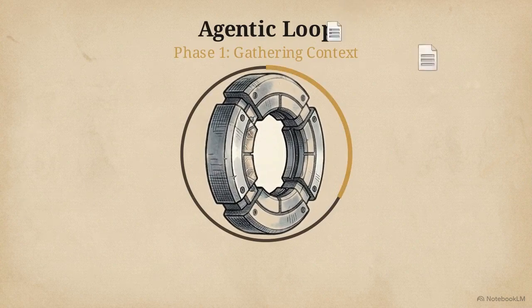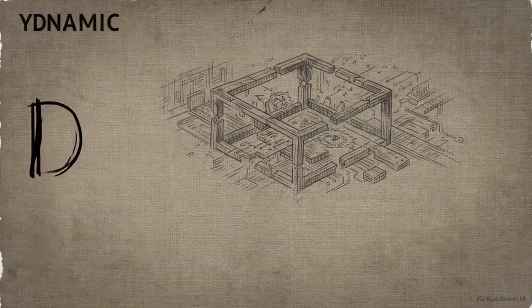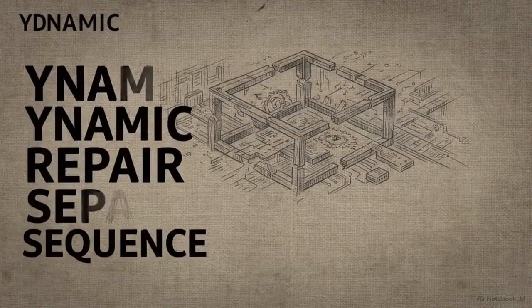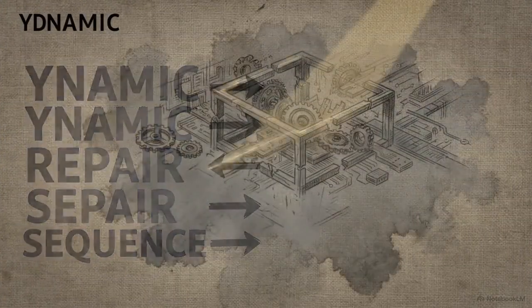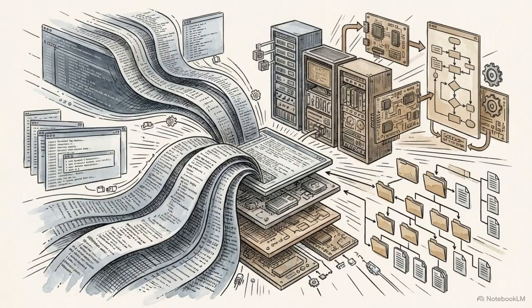Phase 1, gathering context. The agent reads files to understand the codebase. Next, taking action. It executes tools and modifies code to advance your goal. Finally, it verifies results by running tests and parsing error outputs. This loop is recursive. If a test fails during verification, the agent reads the error, gathers new context, and adjusts its approach. It can chain dozens of these actions together, course-correcting independently.